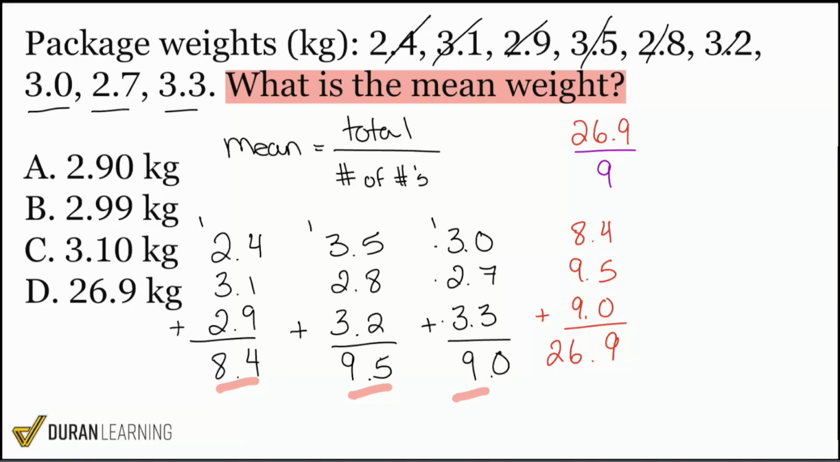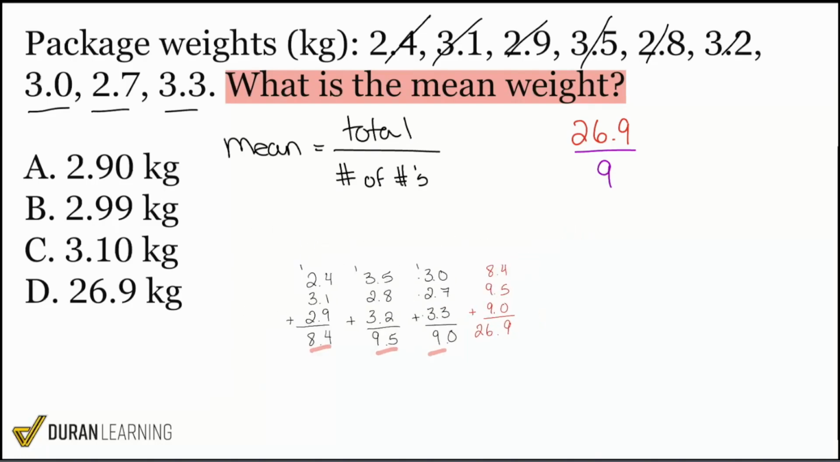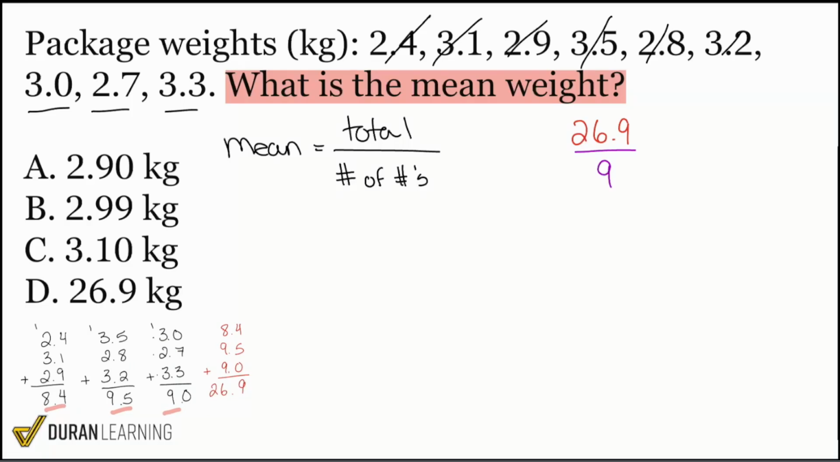And then from here, we'll just divide. And so let's go ahead and get to it first by making a little more room over here. So right there, let's move that over. And let's divide. So we have 9 going into 26.9. And I'll place that decimal right above it. And let's get into it. Again, one step at a time.